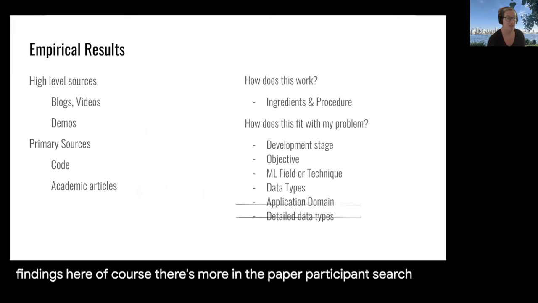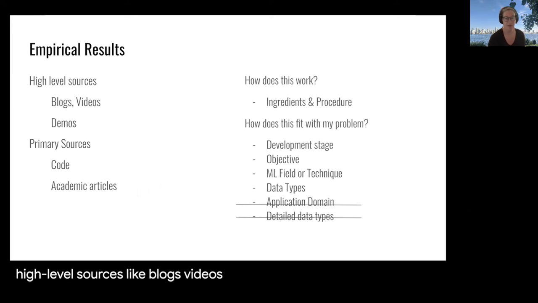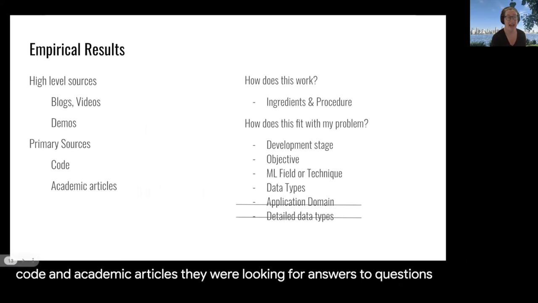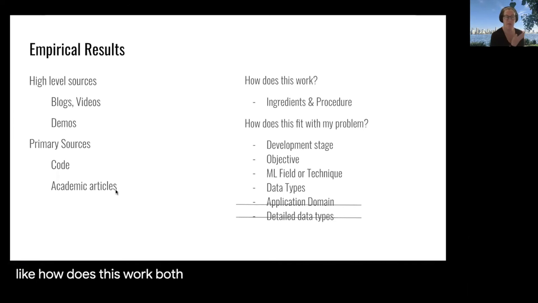Participants searched for high-level sources like blogs, videos, and demos, and primary sources like code and academic articles. They were looking for answers to questions like, how does this work? Both for the problem and the solution. For the solutions, they wanted to know what they needed to make it work and how the thing worked, or as one of my participants put it, the ingredients and procedure.